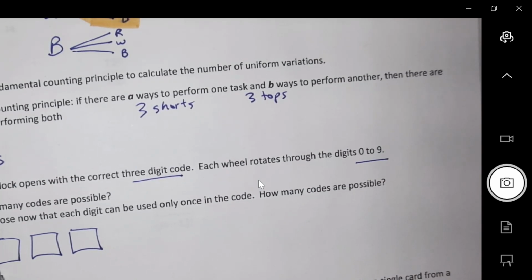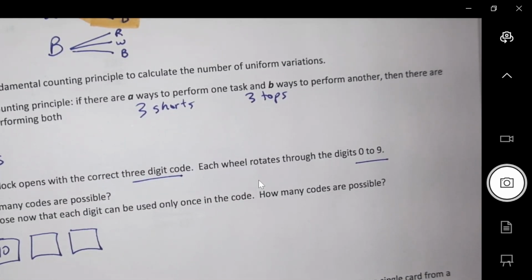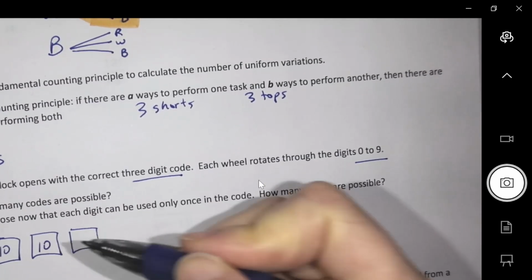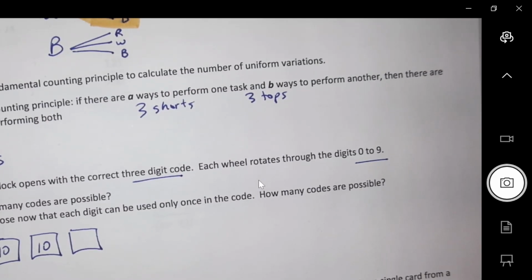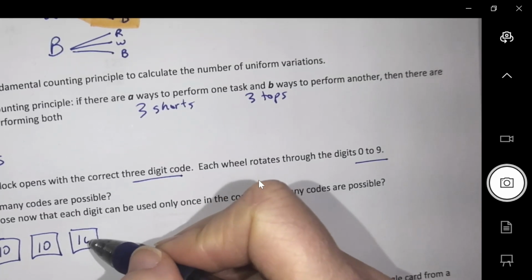How many different digits could I pick in my first box on my code? How many different digits are there total? 10. I could have put a 0, 1, 2, 3, 4, 5, 6, 7, 8, 9. There was 10 options for me. How many options do you have in the second box? Also 10. How many different options do you have on the third box? Also 10.